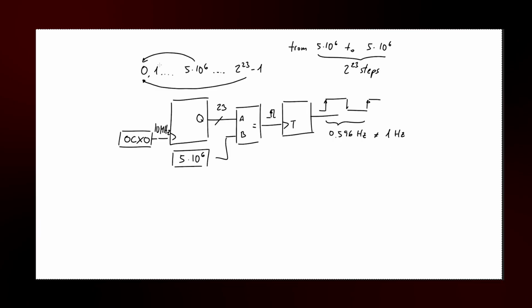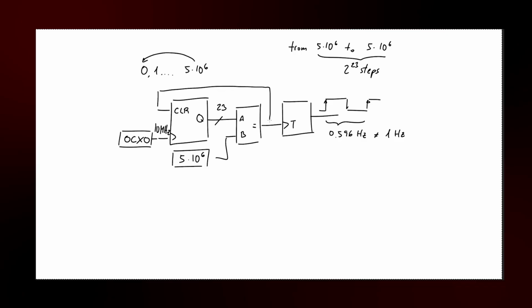The problem comes from the counter. When it reaches 5 million, it should go back to 0 and continue counting from then on. In other words, we need to clear the counter when the comparator fires. Clearing the counter just means setting its inner number back to 0.